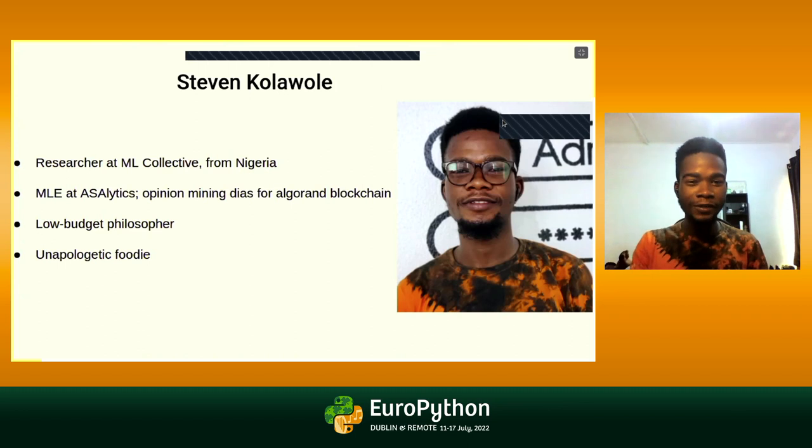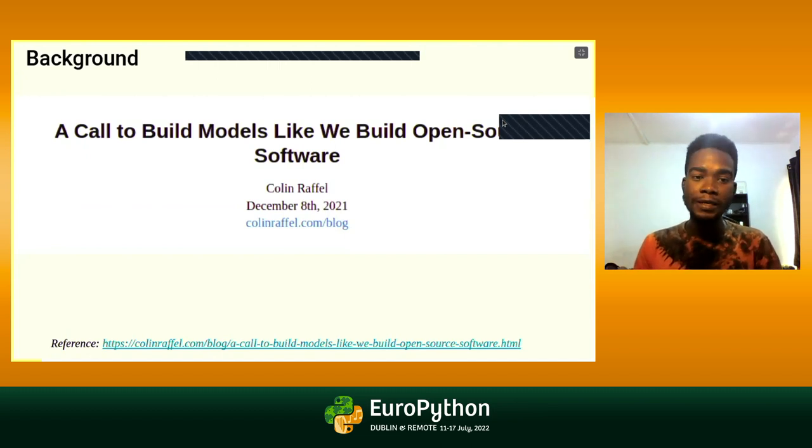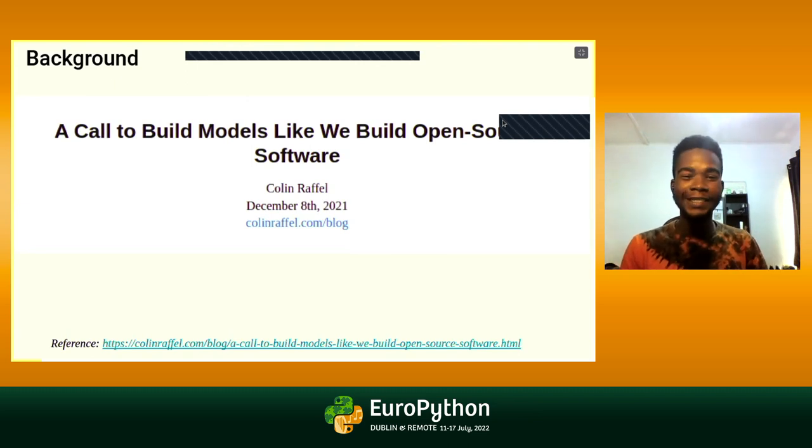All right, moving on. So here's a little bit of background about this talk. Late last year, in December, Colin Raffel, who is a professor at UNC, came up with this very revolutionary idea. It's a call to build models the same way we build open source software. In fact, most of this talk and even the slides were based on Colin's original talk on this particular topic.